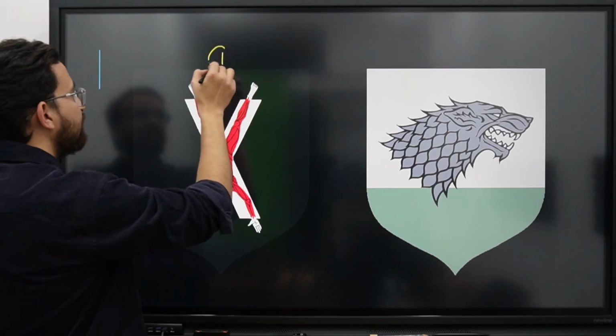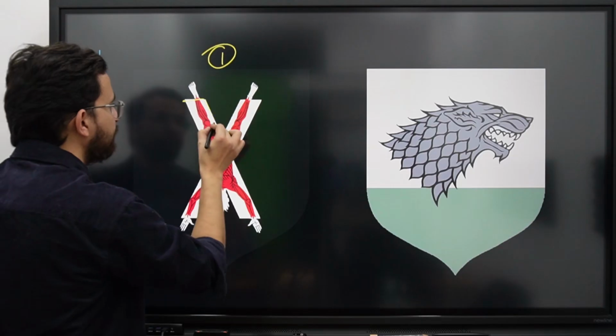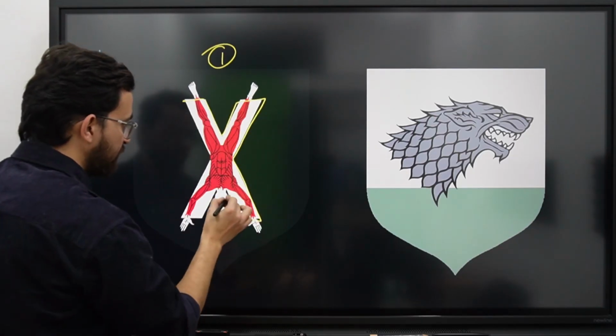Let us look at the first image. Now let us focus upon this X. So there is an X in this image.